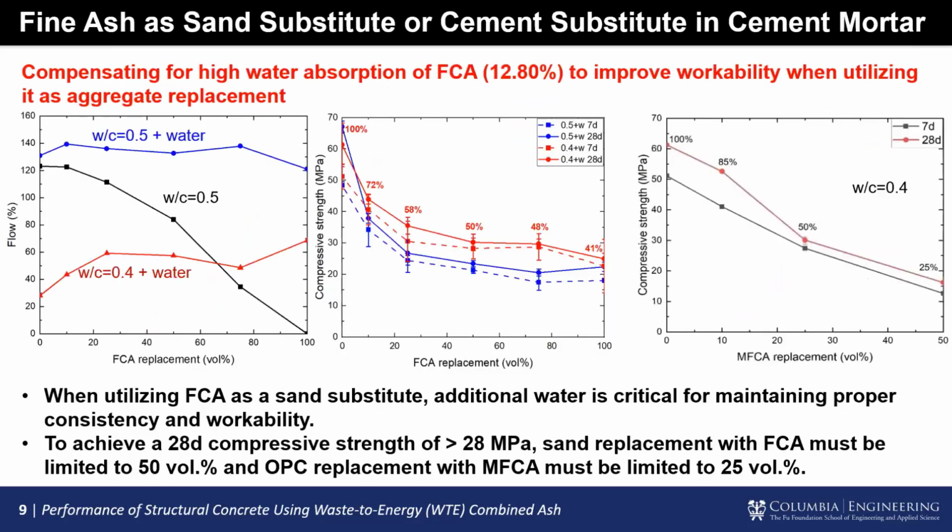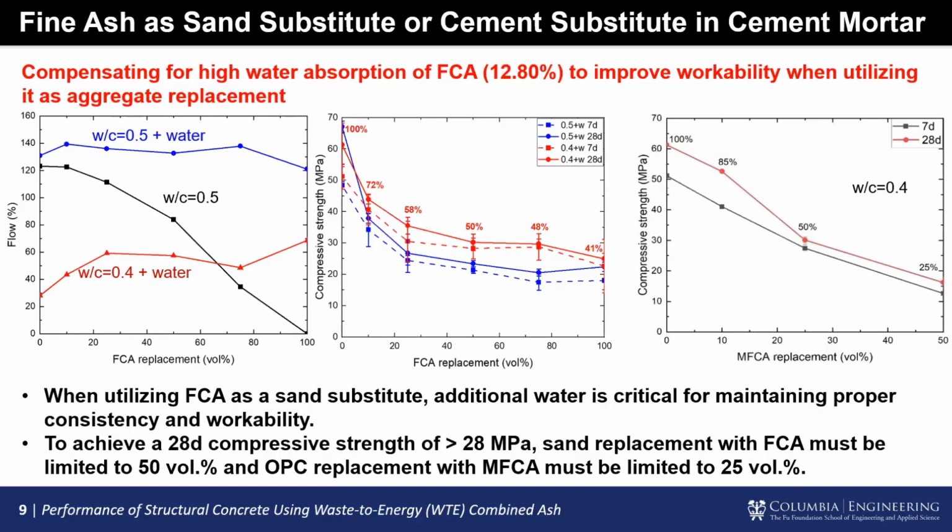This slide is about the fine combined ash cement mortar properties. Because the fine combined ash is a porous material with a high water absorption rate of 12.8%, when the fine combined ash was used as the sand substitute in cement mortar production, additional water was added to the mixture based on the high water absorption rate. As we can see from the workability result, tested by the flow table, good workability and consistency was achieved due to the water compensation.